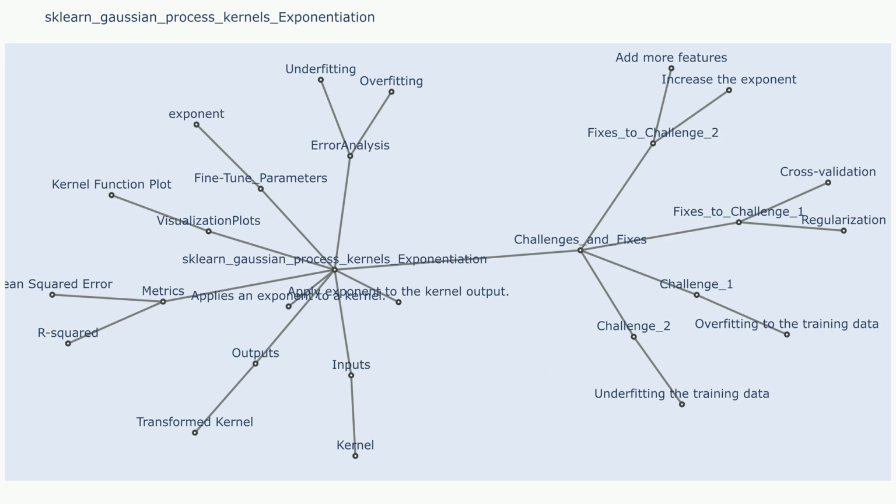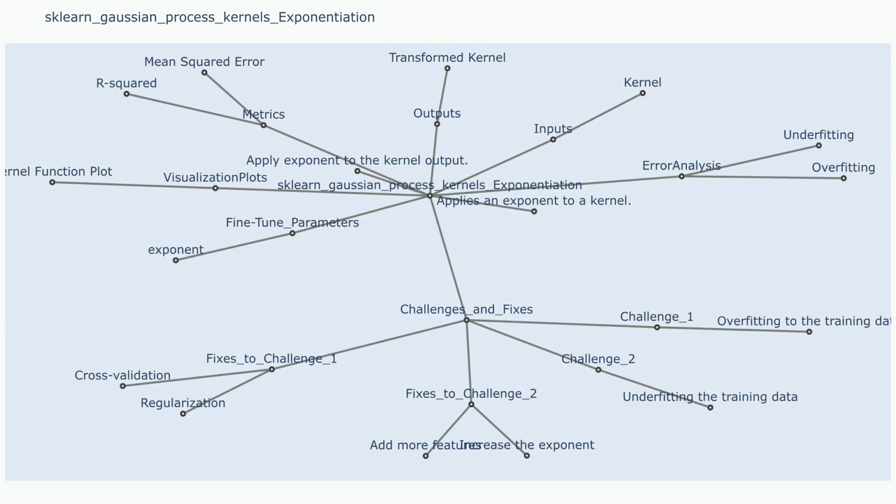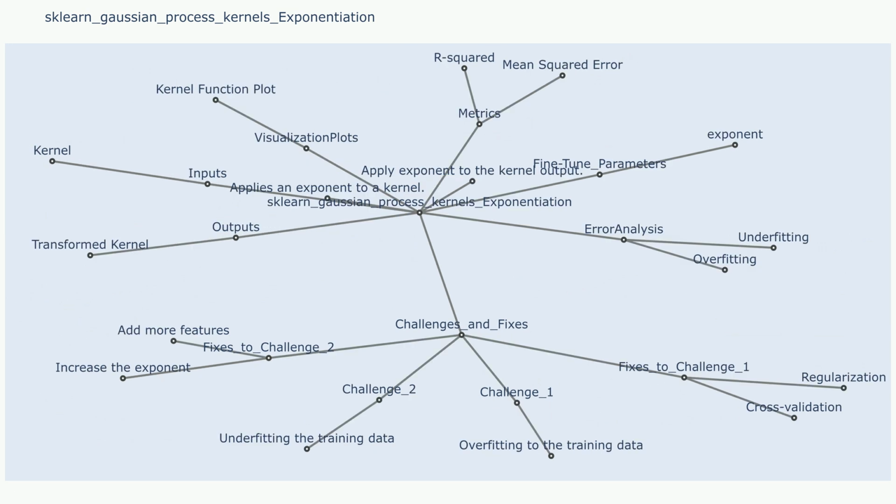Modified kernel output: the output of the kernel is modified based on the exponent. This modification can affect the smoothness and the scale of the output. The kernel is raised to the specified exponent element-wise. This means that each element of the kernel matrix is raised to the power of the exponent. The exponentiated kernel is then used in the Gaussian process regression or classification model.